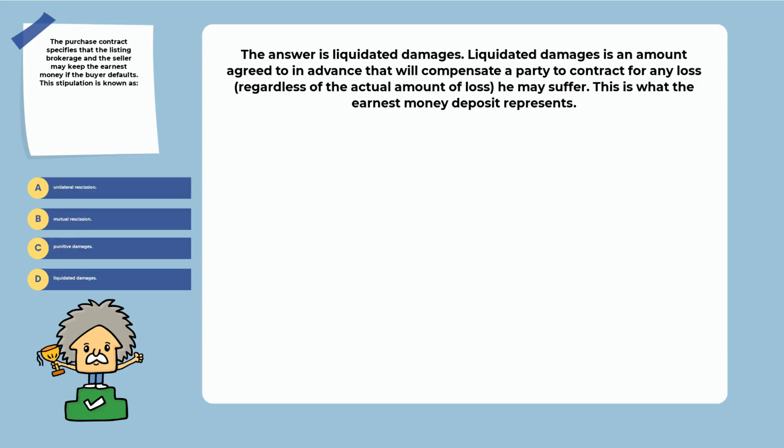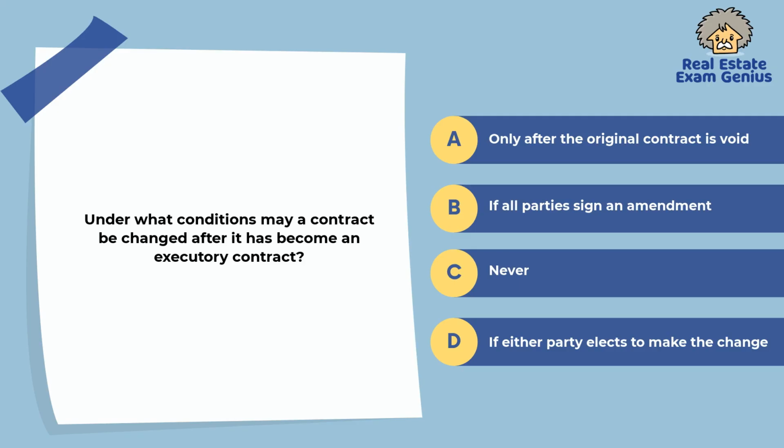The answer is liquidated damages. Liquidated damages is an amount agreed to in advance that will compensate a party to contract for any loss he may suffer. This is what the earnest money deposit represents.